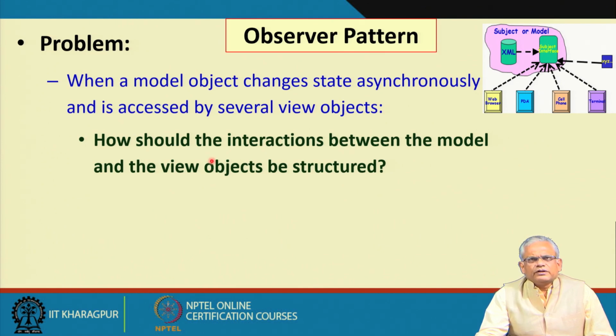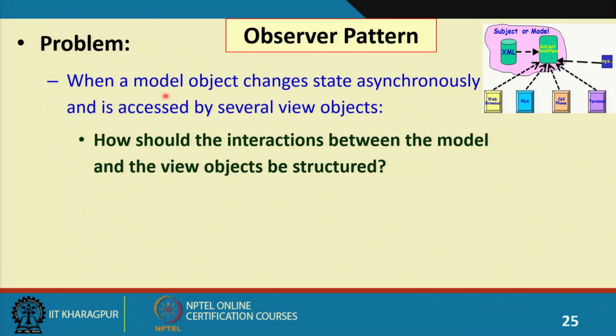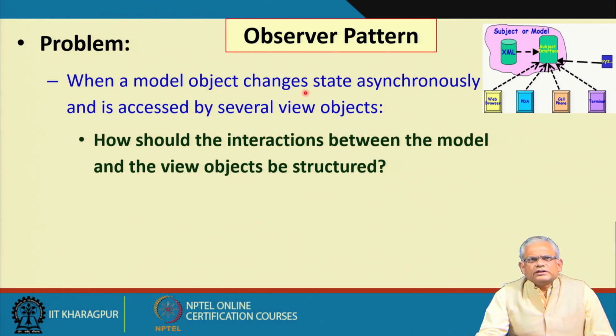Now, let us look at the observer pattern, which is also a very simple pattern. It is a structural pattern, sorry, it is a behavioral pattern. Here the main problem is that when a model object changes state asynchronously and is accessed by several view objects, how should the interactions between the model and view objects be structured?